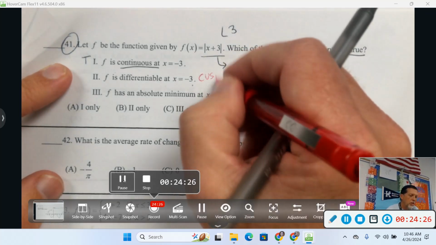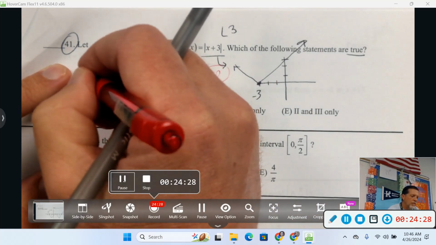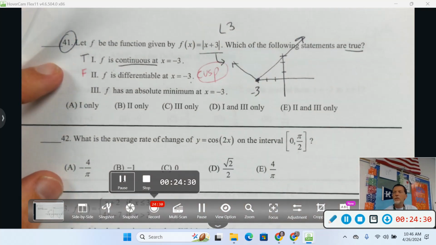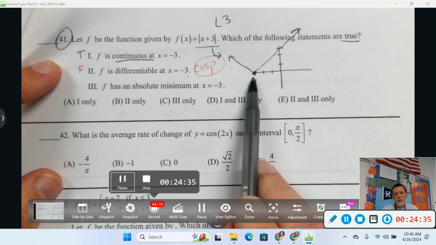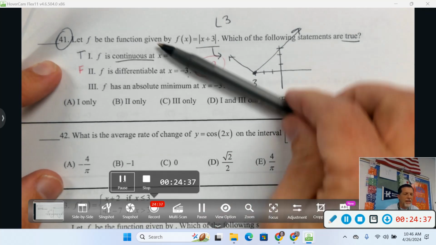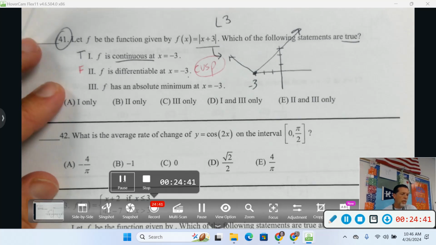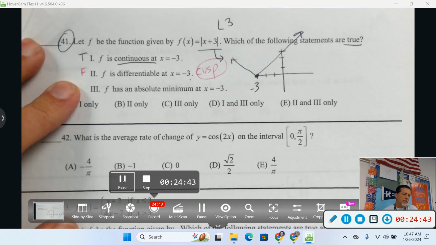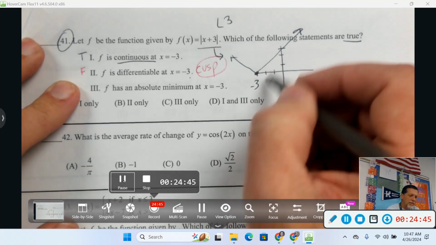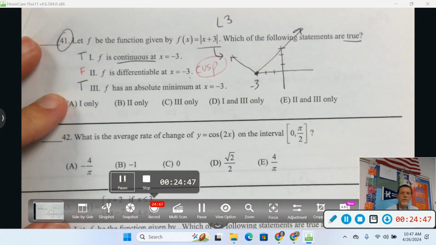A sharp turn or a cusp. So that's not true. Again, a derivative is the slope of a tangent line. How in the world would you draw a tangent line at a sharp point like that? There's no way to know where to put it. Statement 3, f has an absolute minimum. Yes, that is the bottom, so that's true.